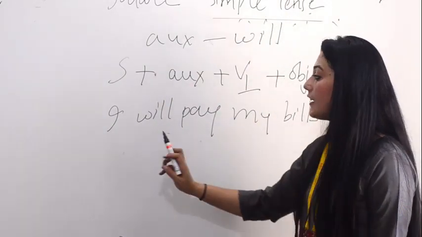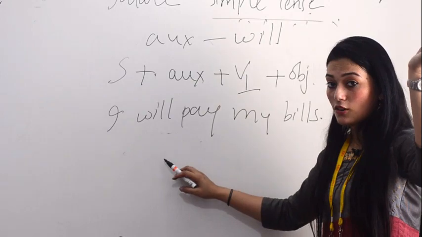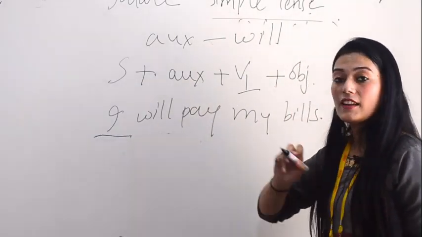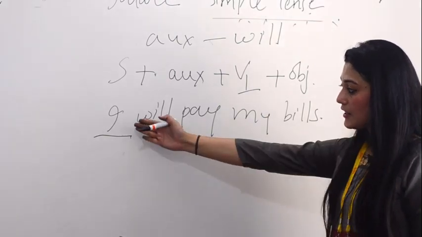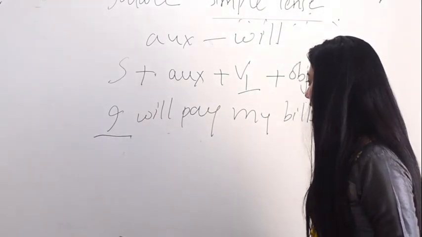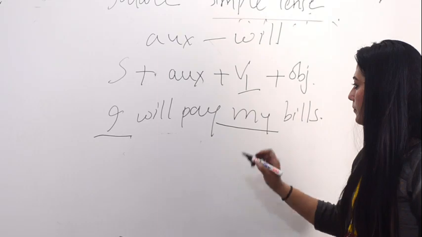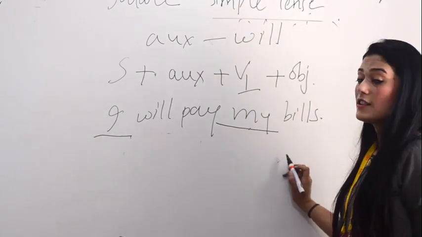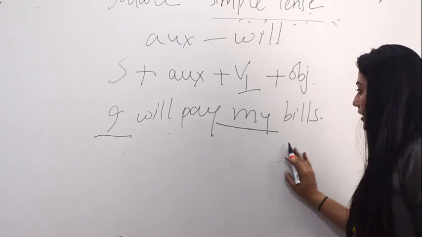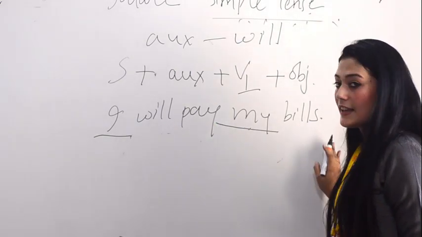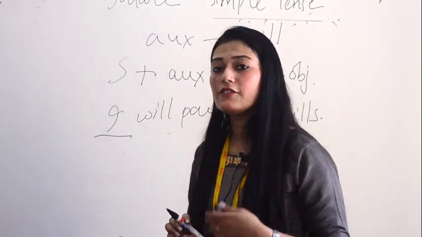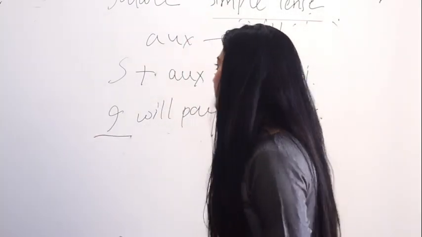Alright. Here, referring to the case of noun which we studied a few minutes before, here I is placed in the subject's place, so it is in the subjective case. Here my is placed in the object's place, so it will be in the objective case. Alright, so this is an example of future simple tense, a complete activity which will occur in the future.